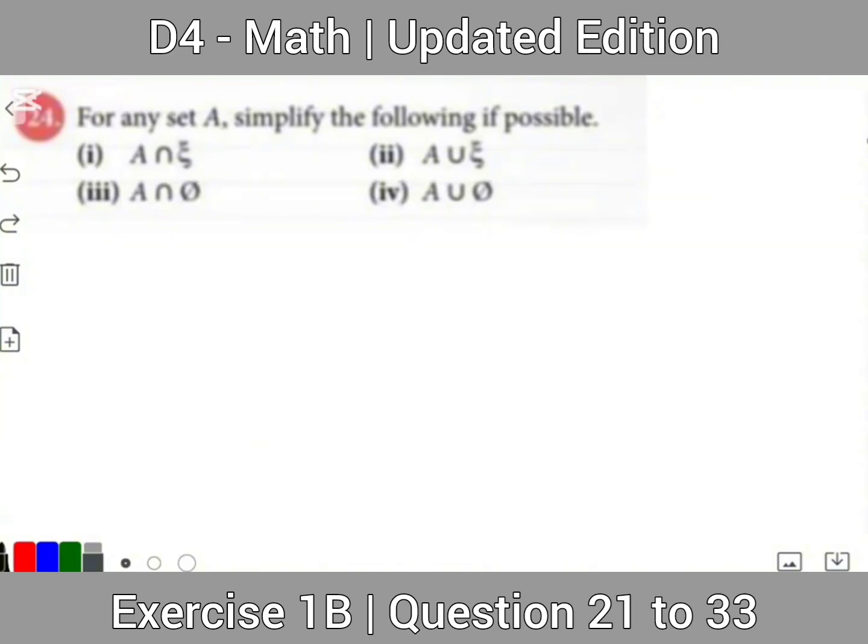So for this, suppose eta is equals to 1, 2, 3, and 4. And the set A is a proper subset of set eta, so it will be equals to 1 and 3.